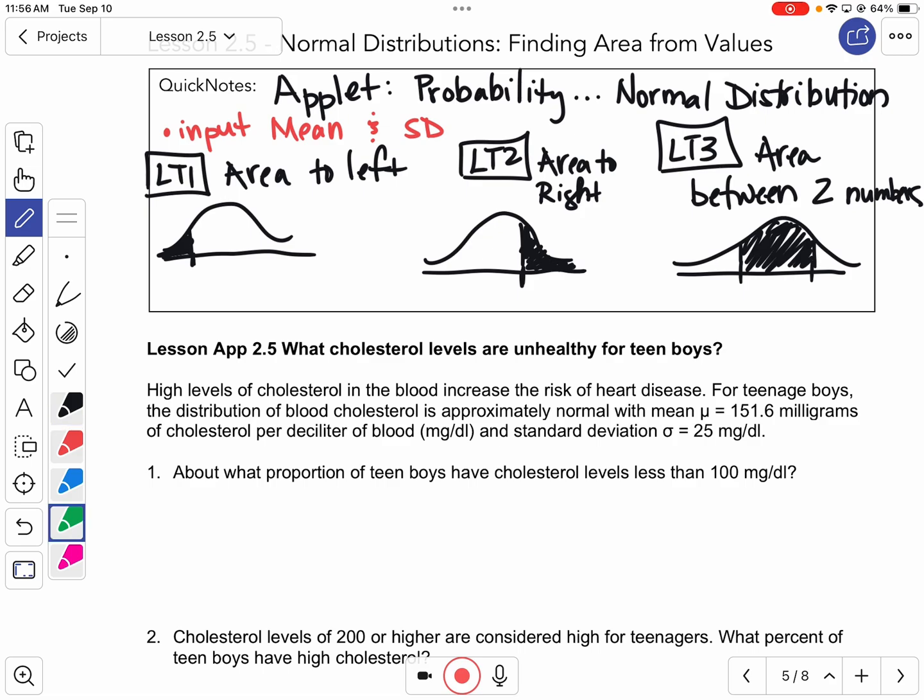The only other thing that I would say is if it asks for a percent, life is good. But if it asks for a proportion, they want a decimal. So if they ask for a proportion, change the percent to a decimal. We just divide by 100. So if a question ever asks for a proportion, take that percentage you see and then change it to a decimal, divide by 100. That's all we have to do.